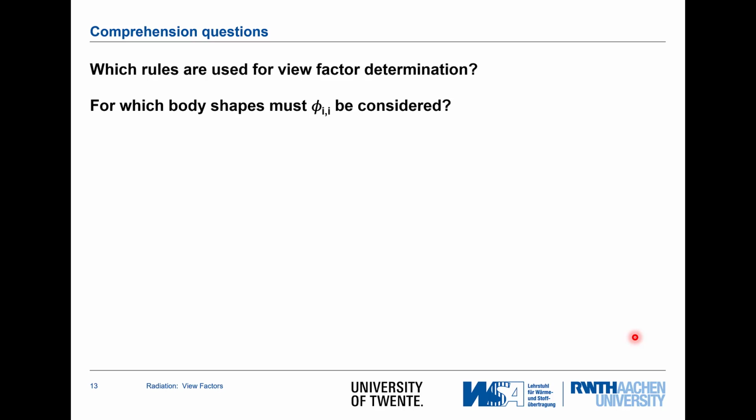With that, I come to the final questions that you should be able to answer. First one, which rules are used for view factor determination? And the second one is, for which body shapes do we have to consider this phi 2 to 2, so the self-seeing view factor?